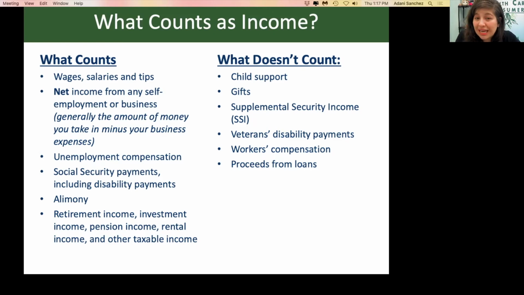Things that don't count are child support, gifts from relatives or friends, supplemental security income, veterans disability payments, workers' compensation, and any kind of proceeds from loans. So if you're a student going to school and you received a loan to cover costs for your education, that would not be considered income because those have already been earmarked for certain costs.